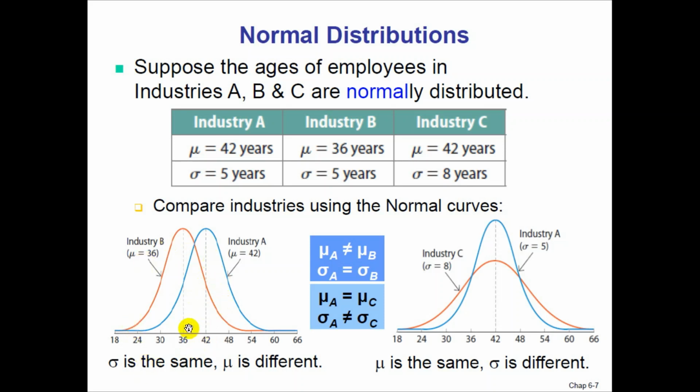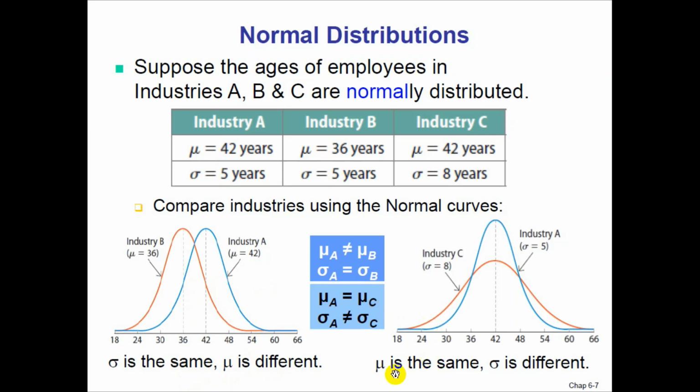In this scenario, A and B have a standard deviation of 5 years. If you look at their curves and overlap them, they are actually identical. So sigma is the same, but the mean is different. You will see this kind of comparison.